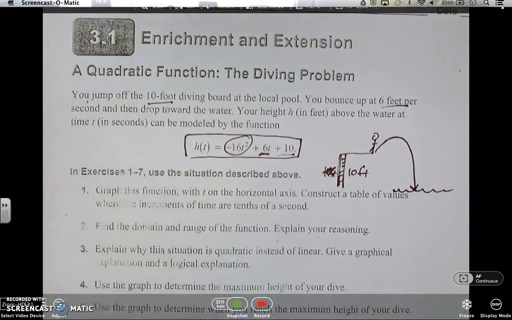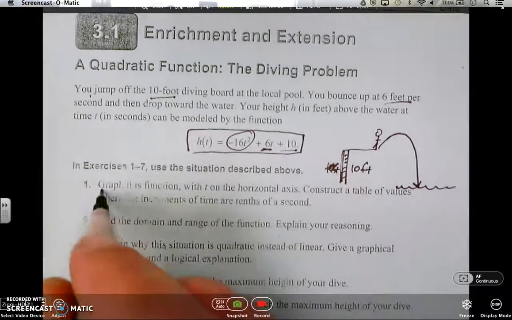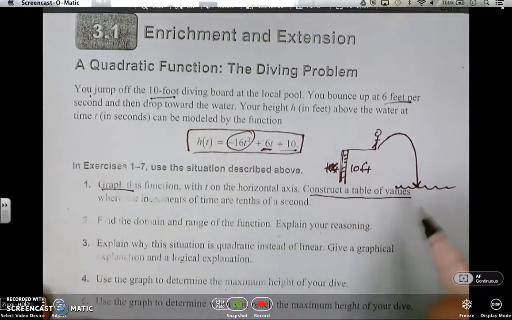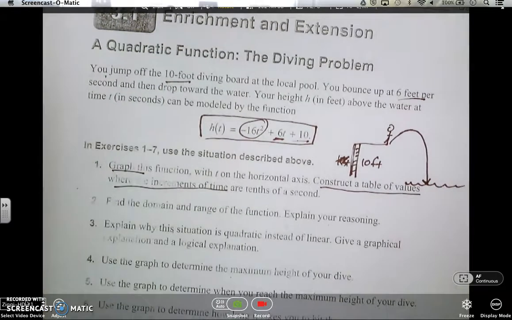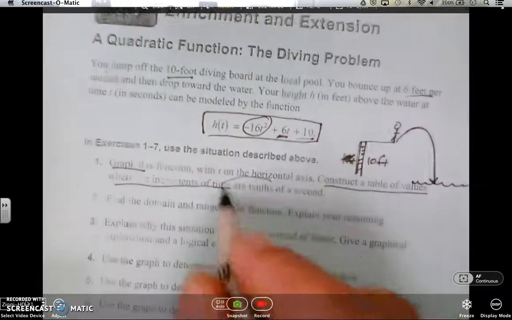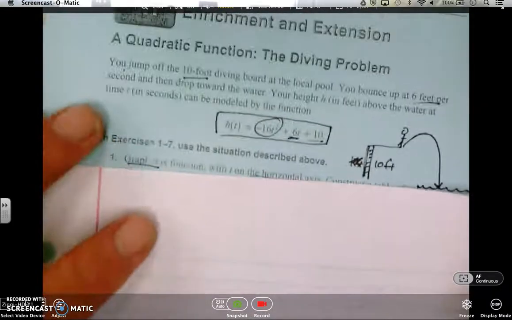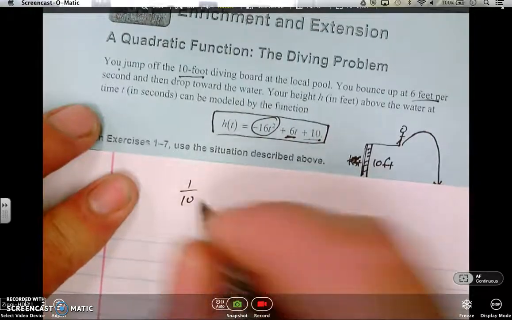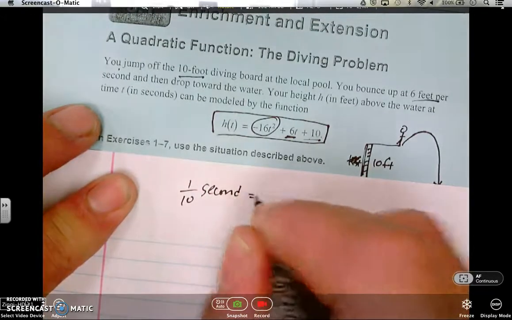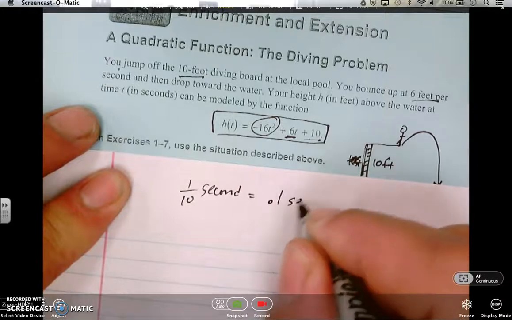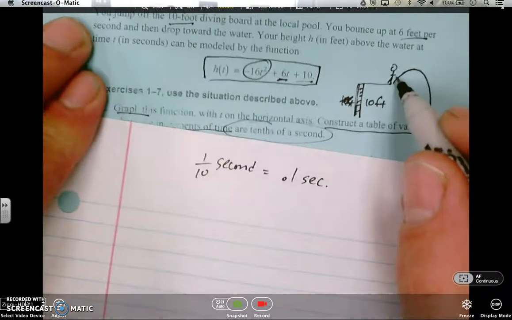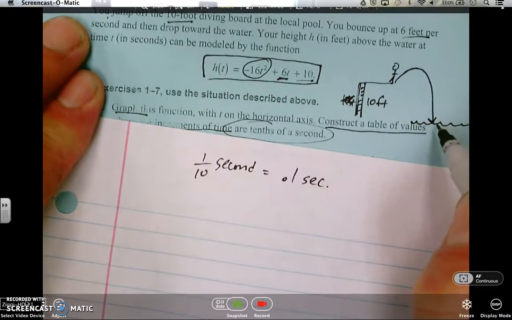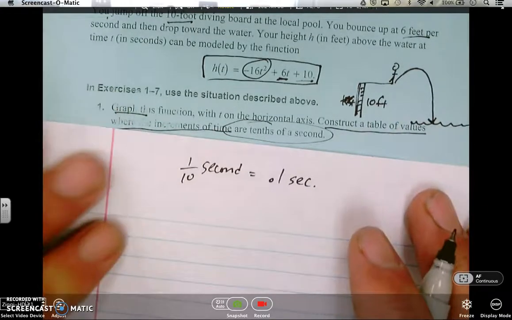For us, though, what we're going to try and do is graph this function. And first, we're going to need a table of values. With the table of values, you can do any points you want, except they're telling you to do tenths of a second. So 1/10 of a second would be 0.1 seconds. That's what they mean. Because if you count 1 1,000, 2 1,000, he's in the water before 2 seconds. He's not in the air for very long.